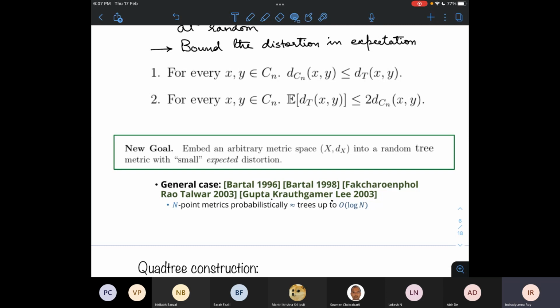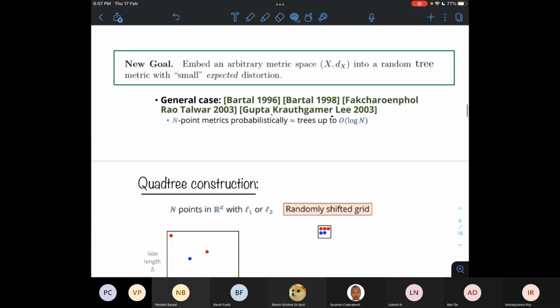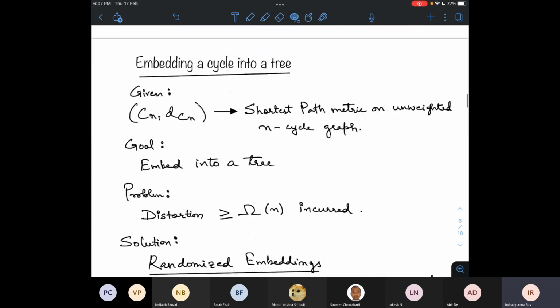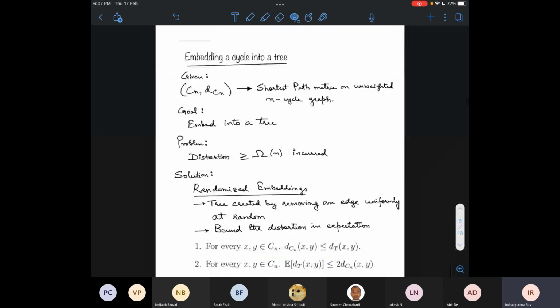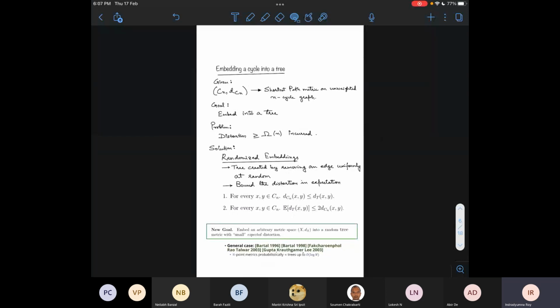So we are going to use this bound in our quad tree analysis, where we are embedding the metric M into a tree metric. So any question about this randomized embedding? Otherwise, we'll move on to the quad tree construction. So I'll zoom out a bit so that this page is visible to all.